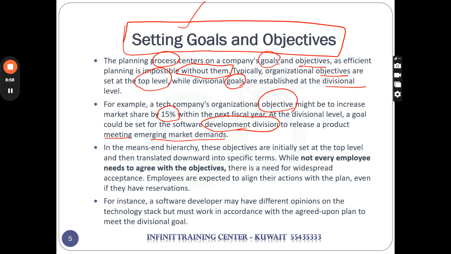So in this hierarchy, the objectives are set normally by the top level management, and that will be translated downwards in specific terms. But it is not necessary that all the employees will agree with this objective. There is a need for widespread acceptance. Maybe an employee is not happy with the objectives or goals set, but still, when it is accepted by the organization, he has to follow it.